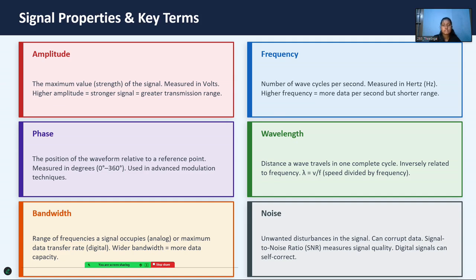Bandwidth, in the analog sense, is the range of frequencies a signal occupies. In digital terms, it's the maximum data transfer rate. Wider bandwidth means greater capacity for data. Finally, noise refers to any unwanted interference that distorts the signal. The signal-to-noise ratio is the standard measure of signal quality. One of the biggest advantages of digital signals is that they can self-correct at repeaters, making them far more resistant to noise than analog signals. These are the references.